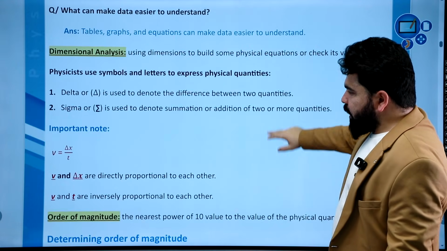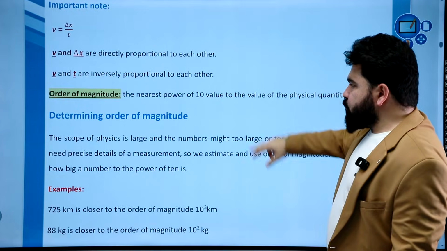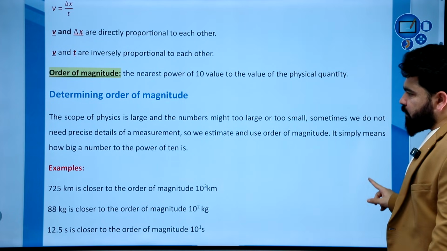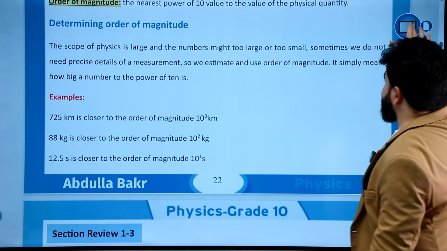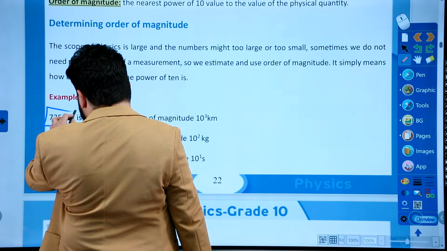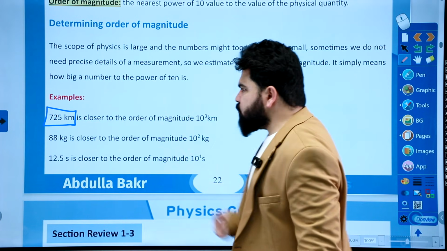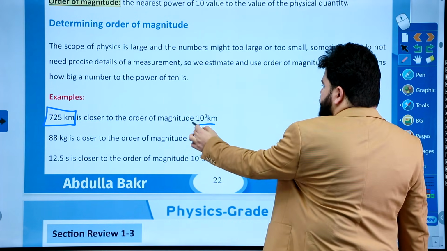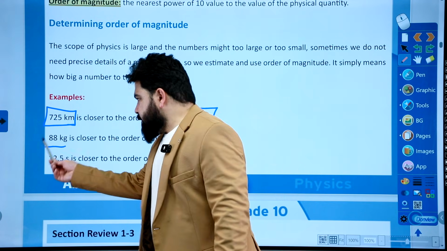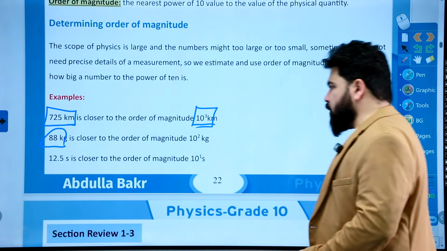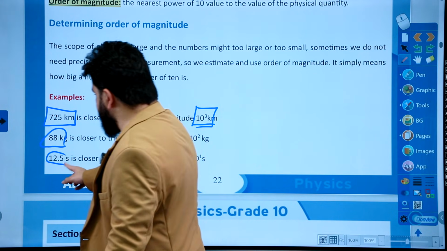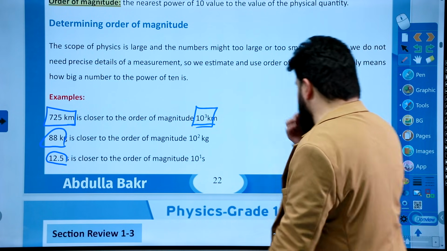We have order of magnitude, which is really important: the nearest power of 10 to the value of the physical quantity. So you get a question like that. What is the order of magnitude of 725 kilometers? It is close to 10 to the power of 3. What is the order of magnitude of 84 kilograms? It's 10 to the power of 2, because it's closer to 100. What is the order of magnitude for 12.5? It's 10 to the power of 1.